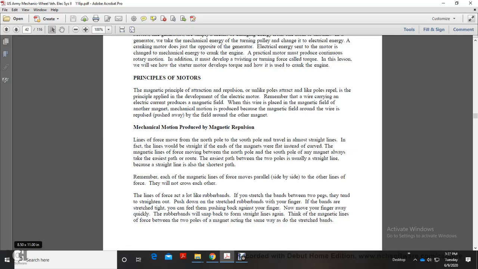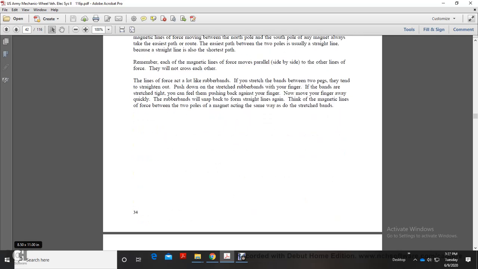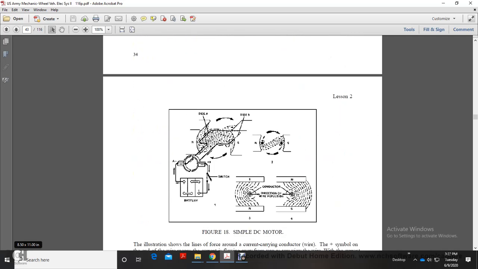Lines of force act a lot like rubber bands stretched between the two poles, and tend to be straightened out. Pull down on a stretched rubber band with your finger. If the bands are stretched tightly, you can feel them push up against the finger. Now move your finger away quickly, and the rubber bands will snap back into straight lines again. Think of the magnetic lines of force between the two poles of a magnet acting the same way as stretched bands. Figure 18 shows a simple DC motor.